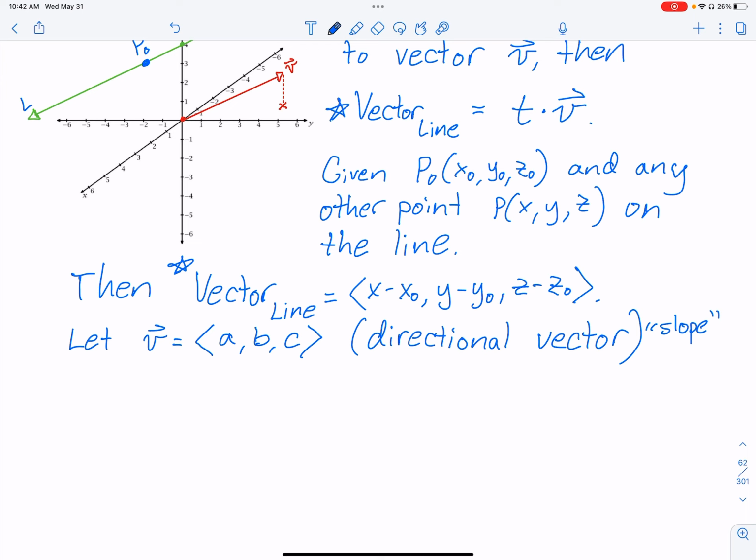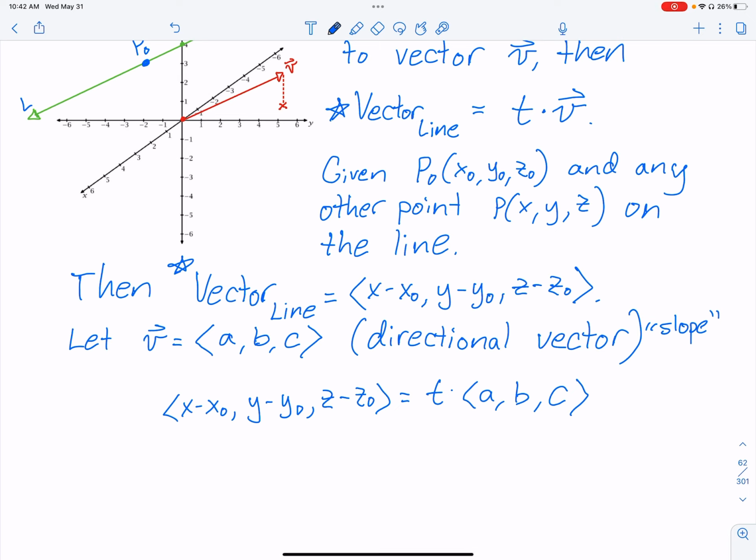All right, well, if I have 2 vectors and they represent the same thing, that means I can set them equal. So I'm going to take X minus X naught, Y minus Y naught, Z minus Z naught, and I'm going to set it equal to T times V, which is A, B, C. All we did is we described the same vector on that line 2 different ways, and now we're setting them equal.